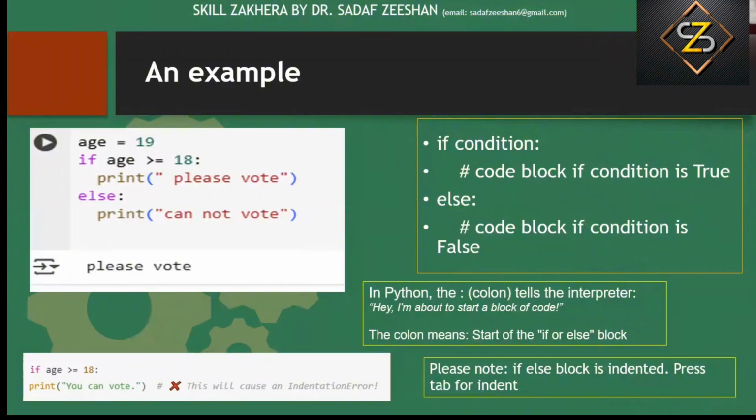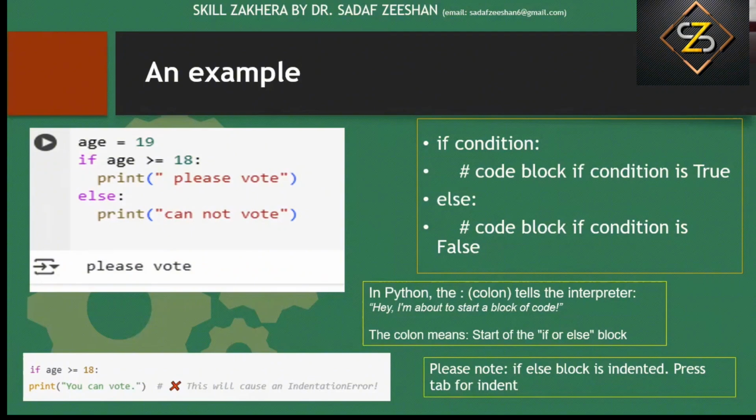So we're going to look at an example. If condition, code block if the condition is true, else code block if the condition is false. In the first example, I'm going to put an age which is equal to 19. And if the age is greater than or equal to 18, I'm going to print please vote, else I'm going to print cannot vote. So here we are using a condition to only allow people 18 or older to vote, else we are going to print you're not allowed to vote or cannot vote.